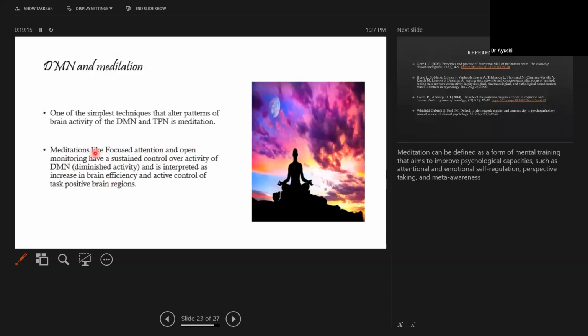It has been seen that people who meditate have better control over the activity of the default mode network, and this is interpreted as an increase in brain efficiency and active control of task positive brain action.